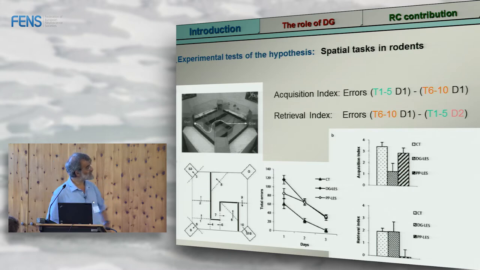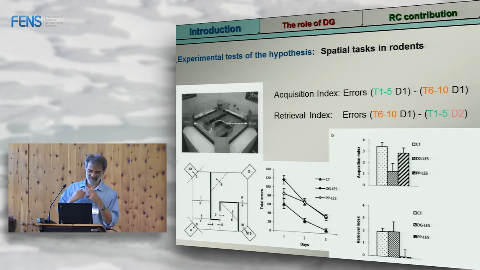Then the result is that if we look at the acquisition index, rats with the dentate lesion, they are the bar in the middle, have significantly worse acquisition than either control rats or rats with perforant path lesion. Whereas if you look at the retrieval index, rats with the perforant path lesion do not make any progress during the night, as it were. Whereas rats with the dentate lesion, they are the same as control rats.